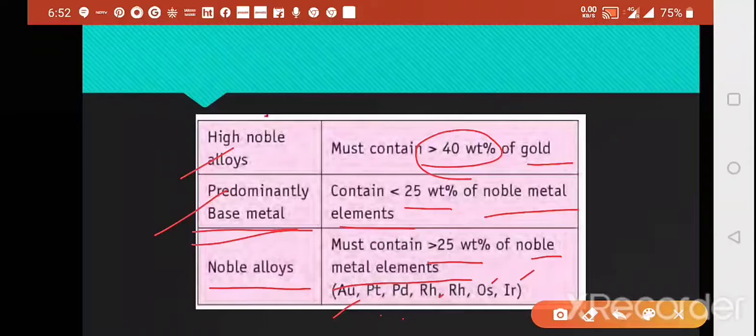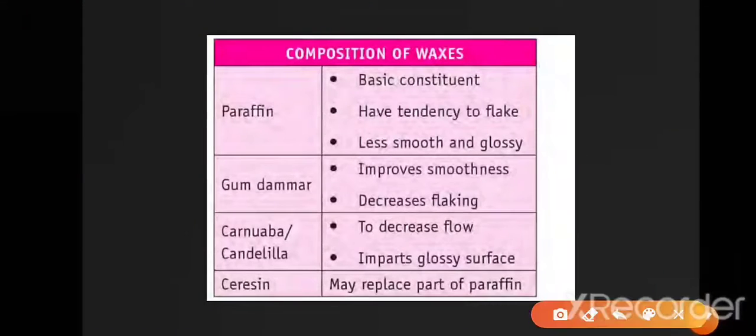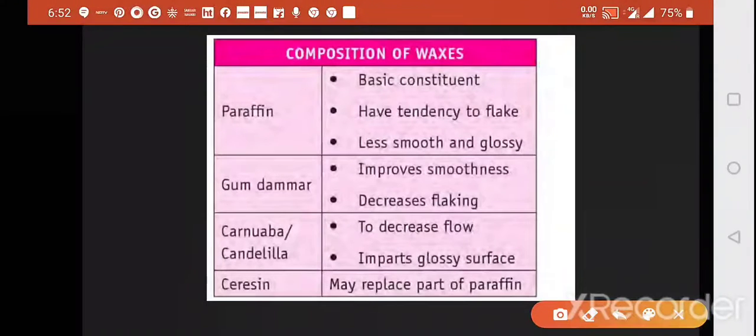And high noble is which is containing more than 40% of the gold. This you should be knowing, many MCQs on this. Another is your composition of waxes, and there are many questions on it, like what is the use of paraffin wax, which of the following provides smoothness, which of the following provides flow, which of the following decreases flaking, which of the following is the substitute of paraffin. So such questions you have to remember, and this is also a very confusing table.